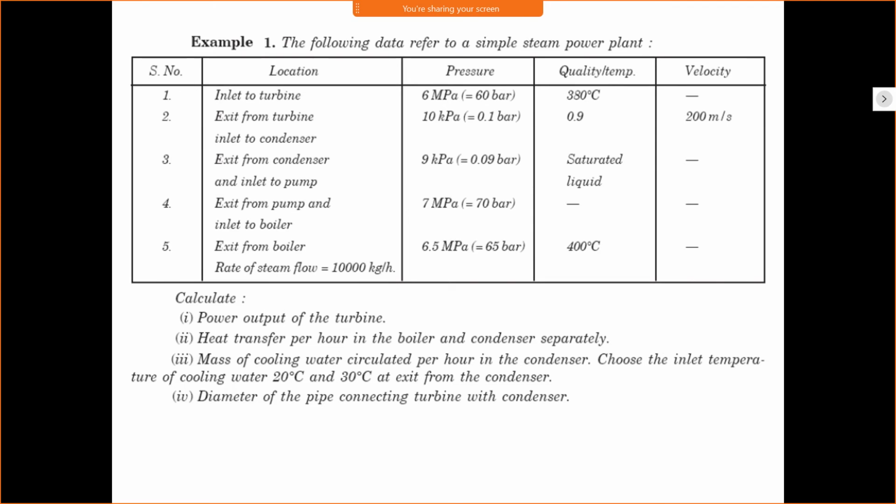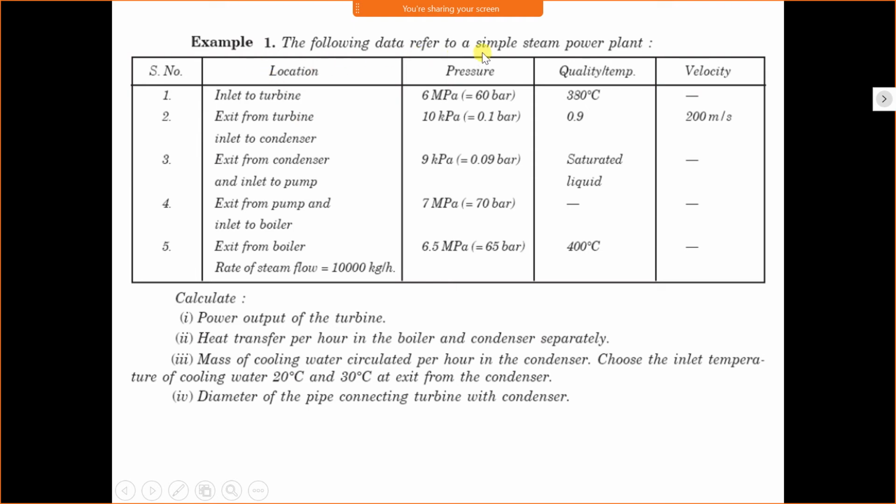In last lecture we saw the Rankine cycle and its different components: heat supplied to the boiler, heat rejected from the condenser, work done by the turbine and work supplied to the pump. We have seen the formulas. On the basis of those formulae we will solve the numerical. Look at the first numerical, example number 1.